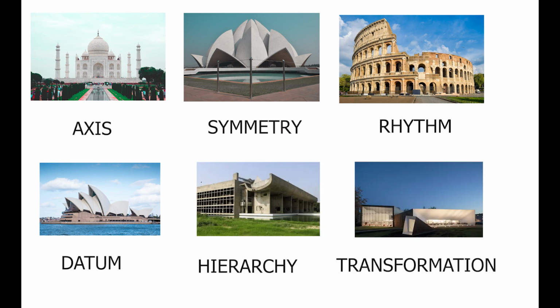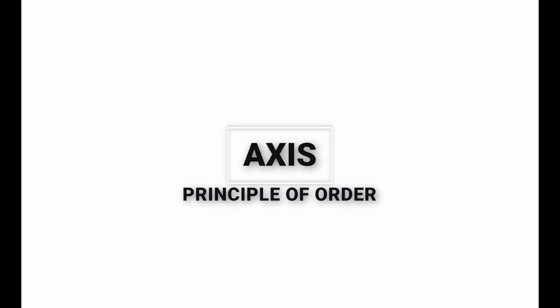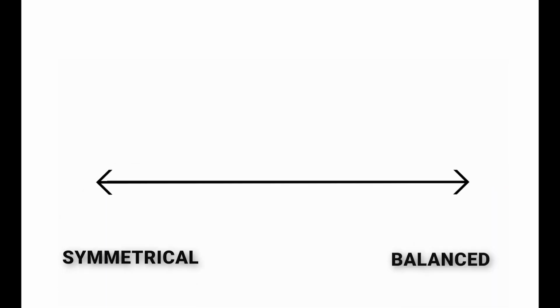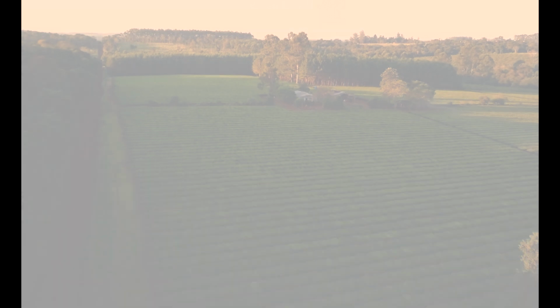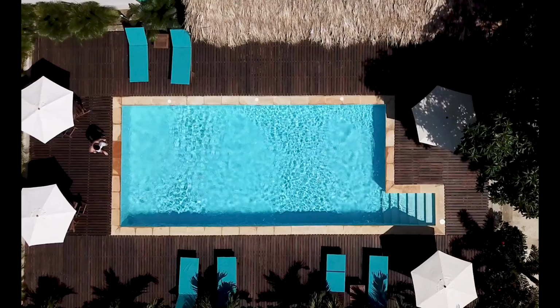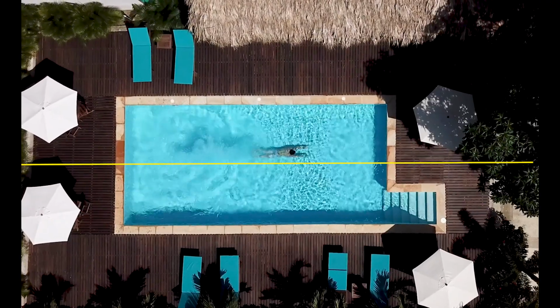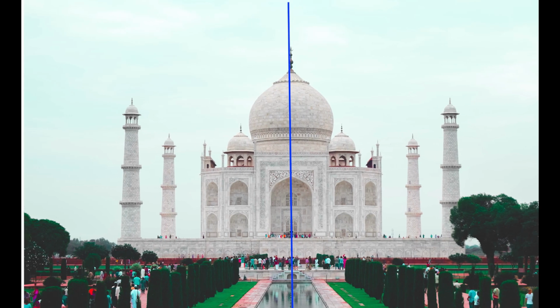Moving on, the first principle of order is axis. Axis is a line established by 2 points in a space about which form and space can be arranged in a symmetrical and balanced manner. Axis can also be defined by a linear composition on the ground, for example, a linear pool of water. A very famous example of axis used in architecture is the Taj Mahal in India.